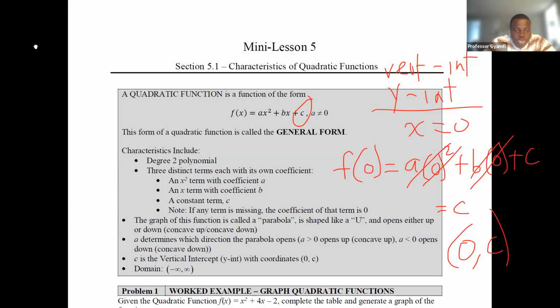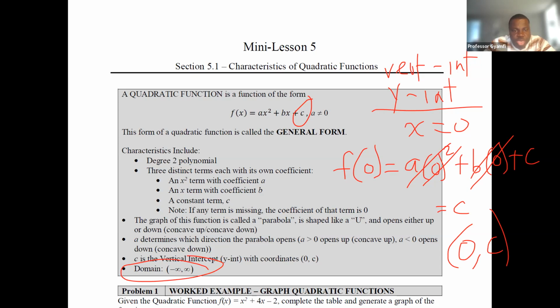Now, what about the domain? The domain is the set of possible x values or input values. The domain is always going to be negative infinity to positive infinity. Okay? All right.